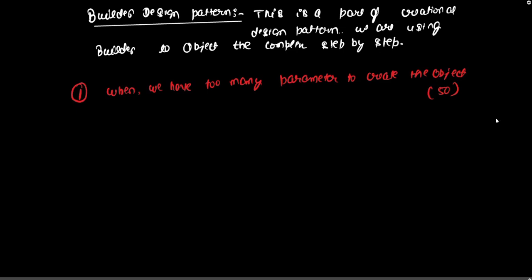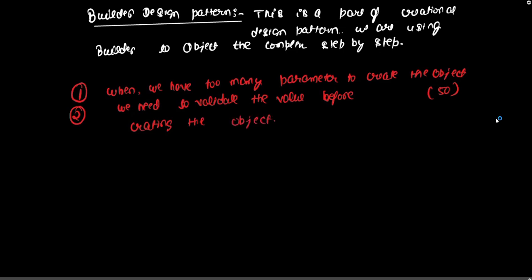And the second one we are using here is, before creating the object, we need to validate the values before creating the object, right?